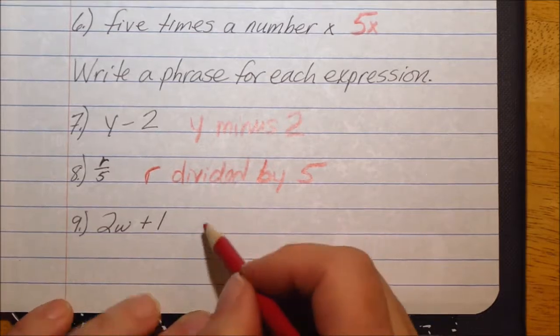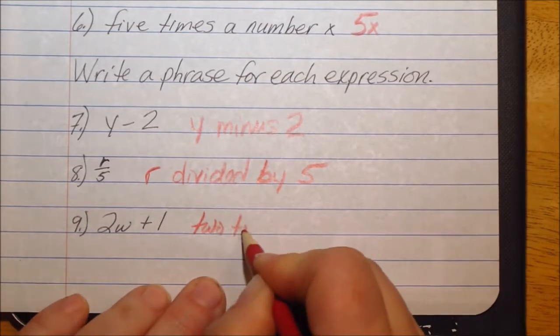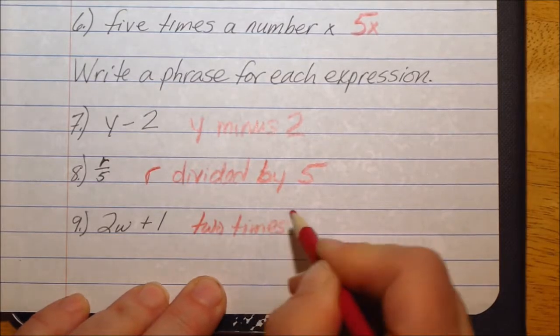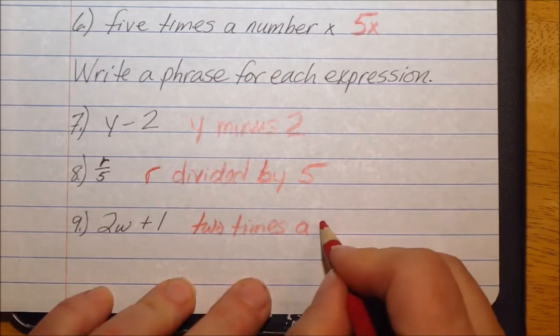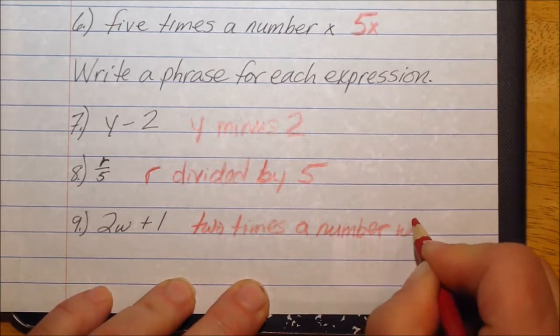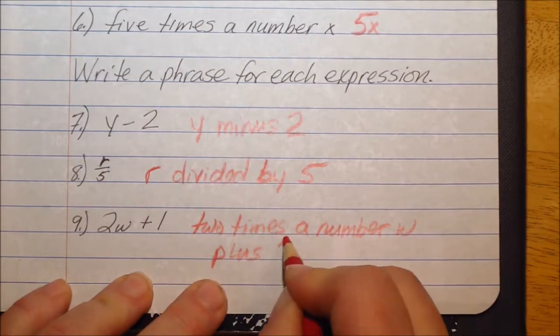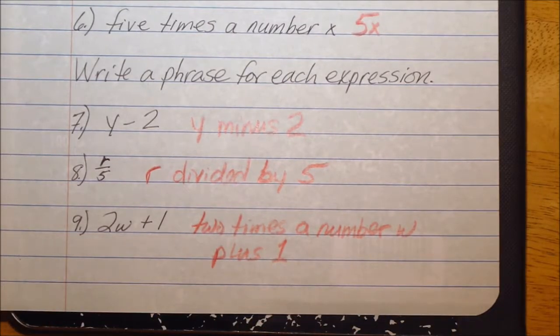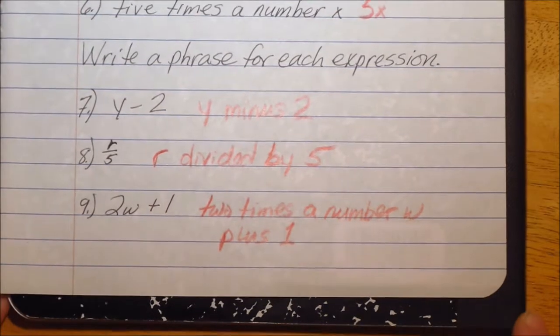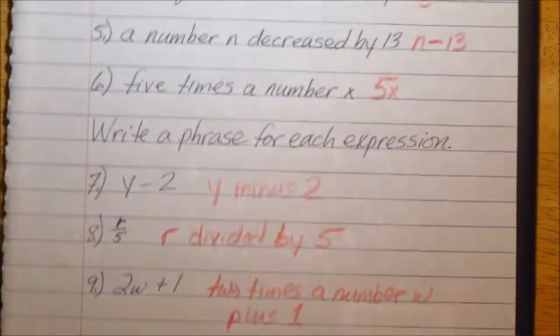All right, so we could write this as 2 times a number w plus 1. All right? And there's probably more than one way we could write that one for sure. Okay? But that's the most obvious, just reading left to right. Okay? So that's what this lesson's about. Pretty simple on that one.